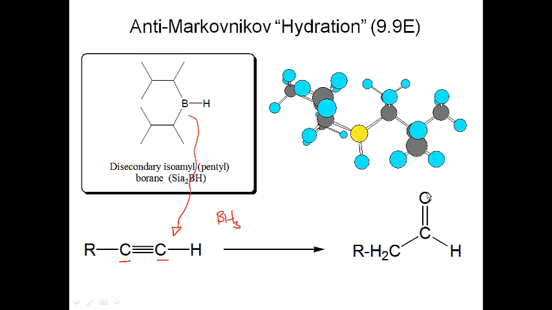So this is the reagent that you'll see in your textbook, the disecondary isoamyl, which is SiA2, secondary isoamyl squared for two of those, and then the BH. But I would give you credit for BH3 and H2O2. Okay.